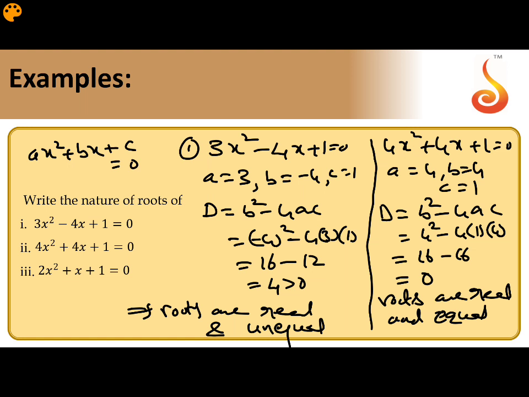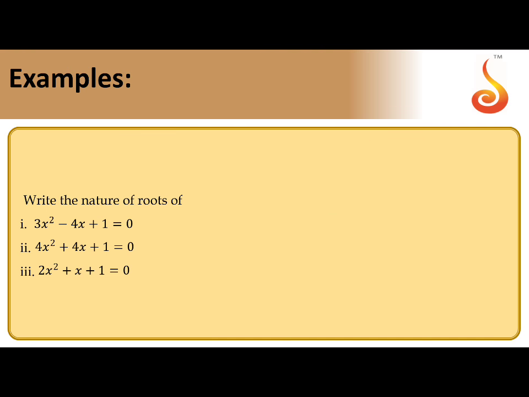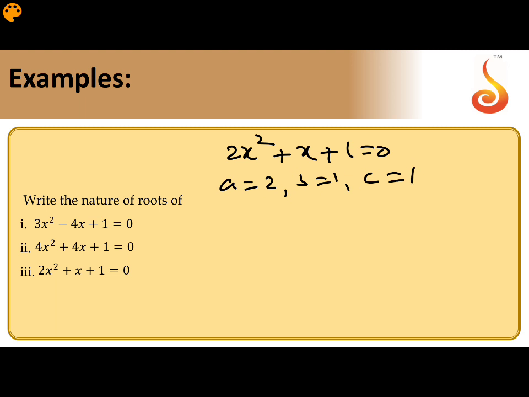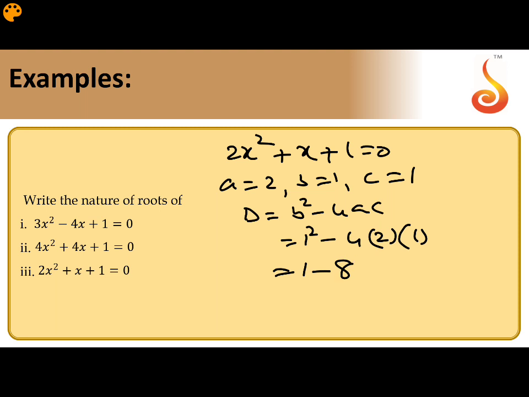Next, third one. What is third one? 2x square plus x plus 1 equal to 0. Here what is A? A is 2, B is 1, C is what? 1. Can you take D? D is B square minus 4ac. So try yourself. 1 square, 4 into 2 into 1. So 1 minus 8. This gives minus 7. So D value is minus 7, which is less than 0.